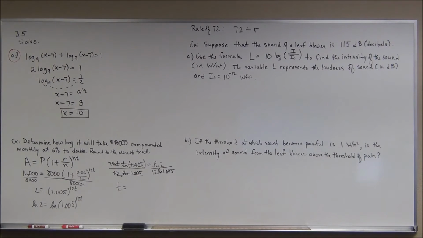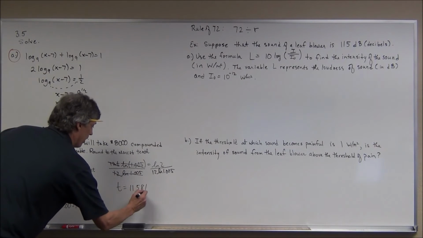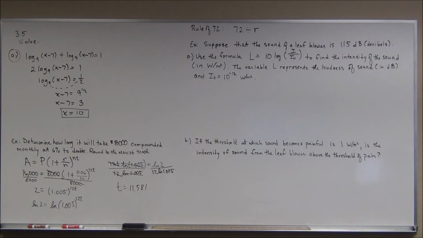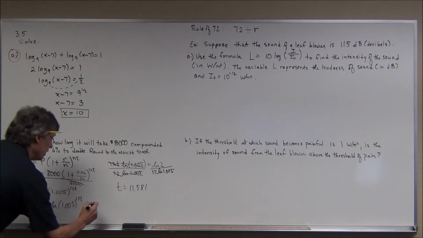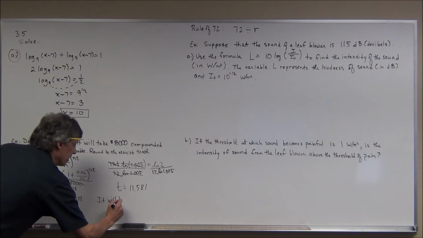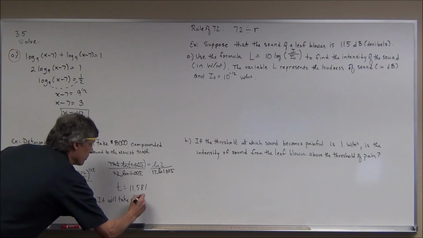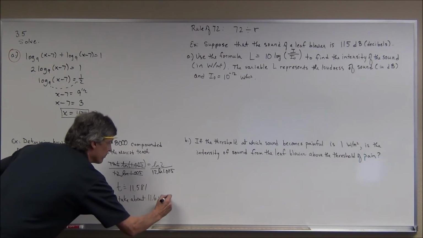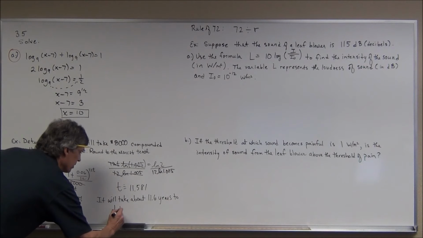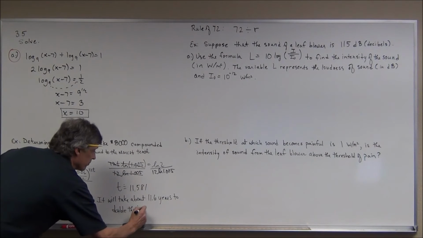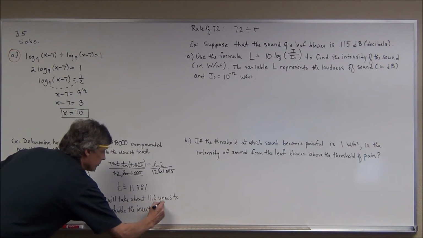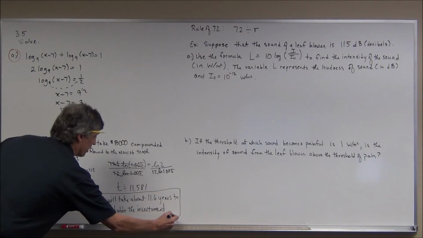And so now I just have to take the natural log of 2, get my calculator out, and divide it by 12 times the natural log of 1.005. And if I'm not mistaken, I remember this to be 11.581. Of course, that's an approximation. This is in years. So to the nearest tenth, it will take about 11.6 years to double the money. It's supposed to be a double. Double the investment. Oops. There we go. It's a little sloppy. Hopefully you can read that okay.